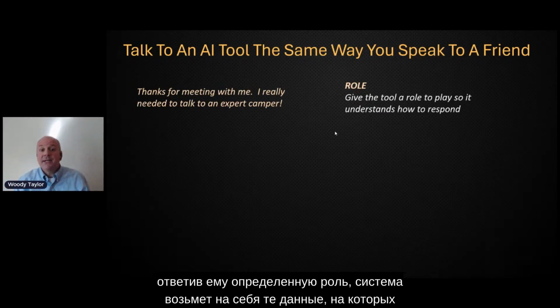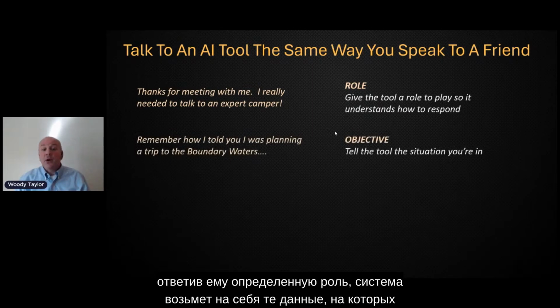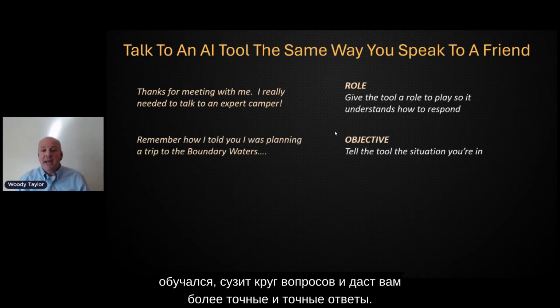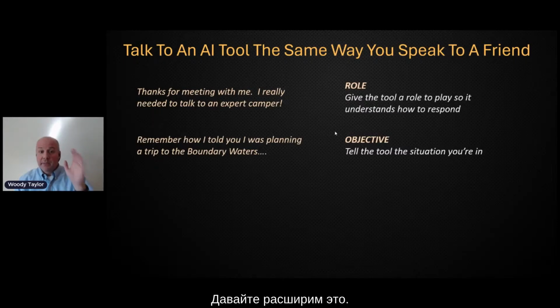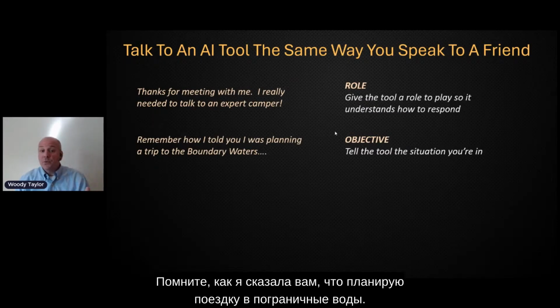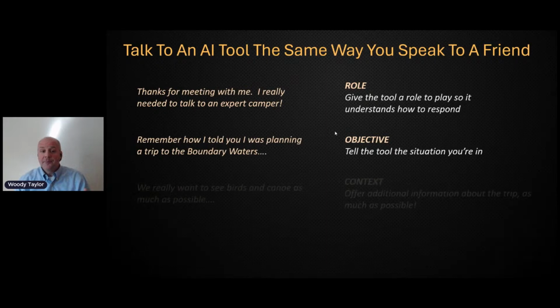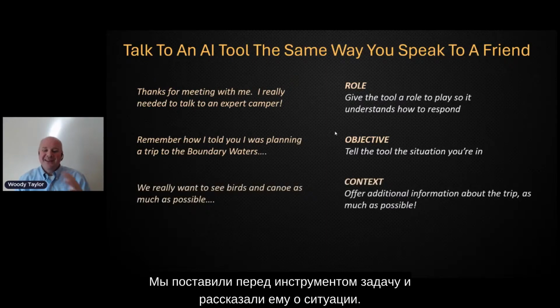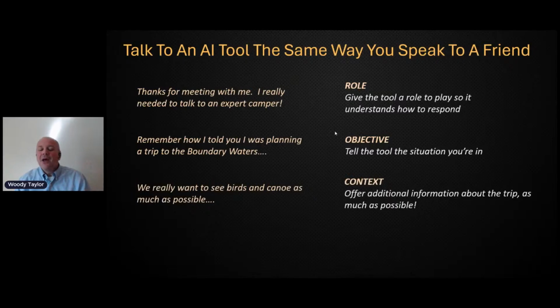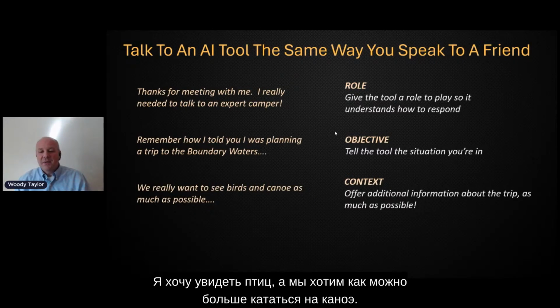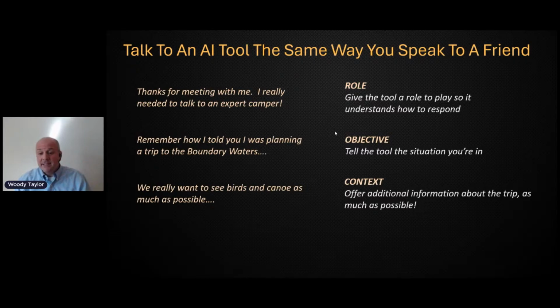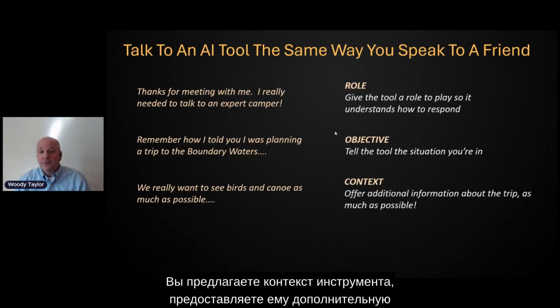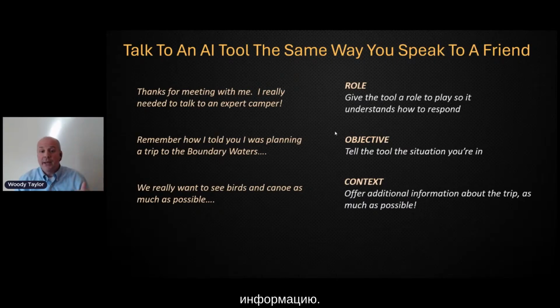Now let's continue to extend this. Remember how I told you I was planning a trip to the Boundary Waters? We give the tool an objective. So play a role and then tell the tool the situation you're in. I really want to see birds, and we want to canoe as much as possible. You're offering context to the tool, giving it additional information. Just like you would with your friend, you're explaining what's going on.